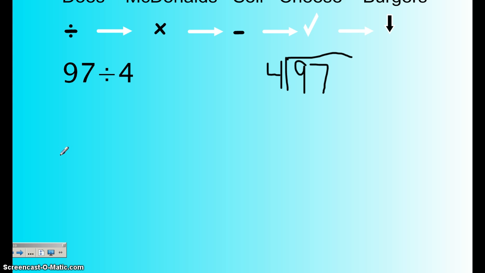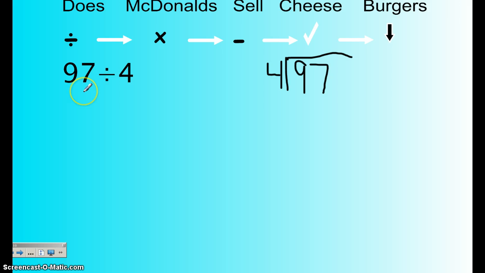Okay, boys and girls, now we're going to start with long division. Okay, let's get started with our long division. I have one problem right here, 97 divided by 4. And I'm going to write it the house way so I can do my traditional long division.